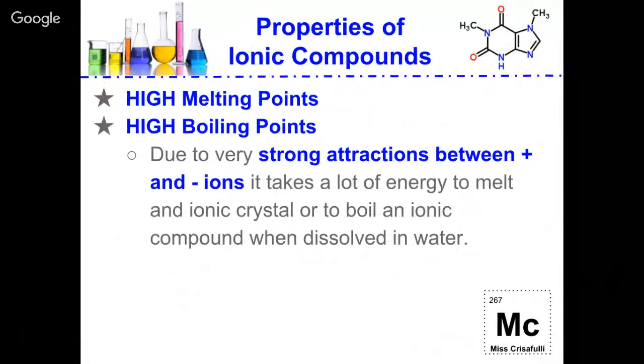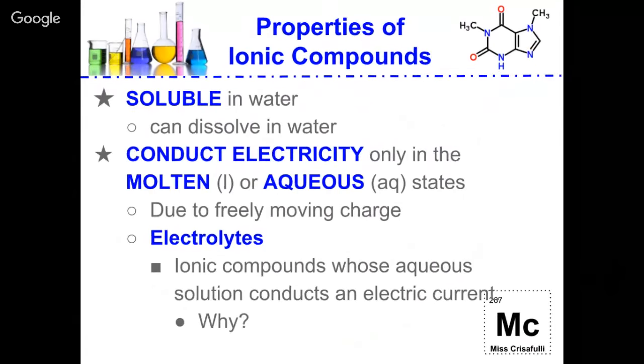Ionic compounds also have high melting points and high boiling points, and this is due to the very strong attraction between the ions that it has. Remember, opposite charges do like each other a lot, and so these things are going to be very hard to separate from each other. They are also soluble in water, which means they can dissolve in water, and they conduct electricity only in molten or aqueous states.